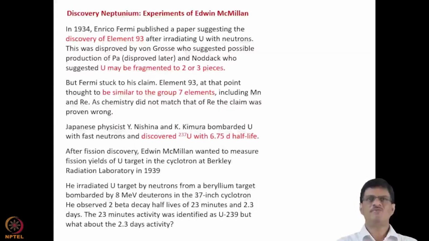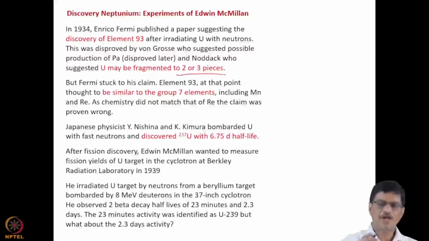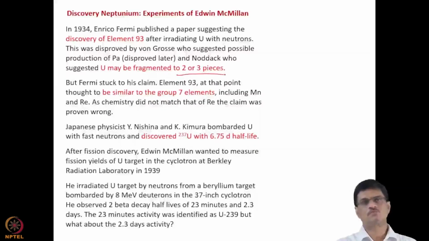So now Fermi believed very strongly that he had discovered a different element because it was giving a lot of radioactivity. Now this was disproved by Van Grosse, who suggested the possible production of protactinium, which was disproved later on, and Noddack, who suggested that uranium might have fragmented into 2 to 3 pieces of other radionuclides. This is, of course, before nuclear fission was discovered. But Fermi stuck to his claim and said that he had discovered element 93.